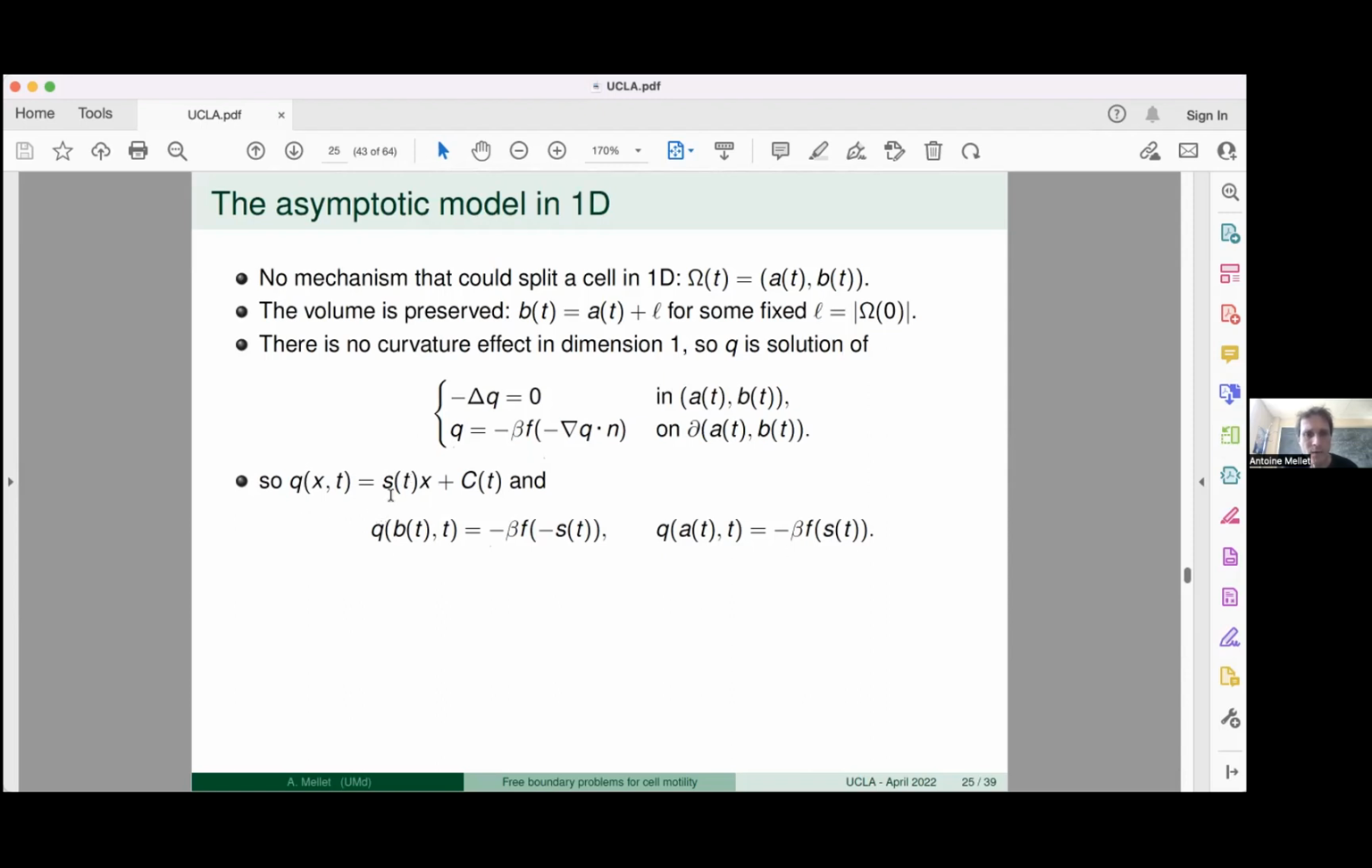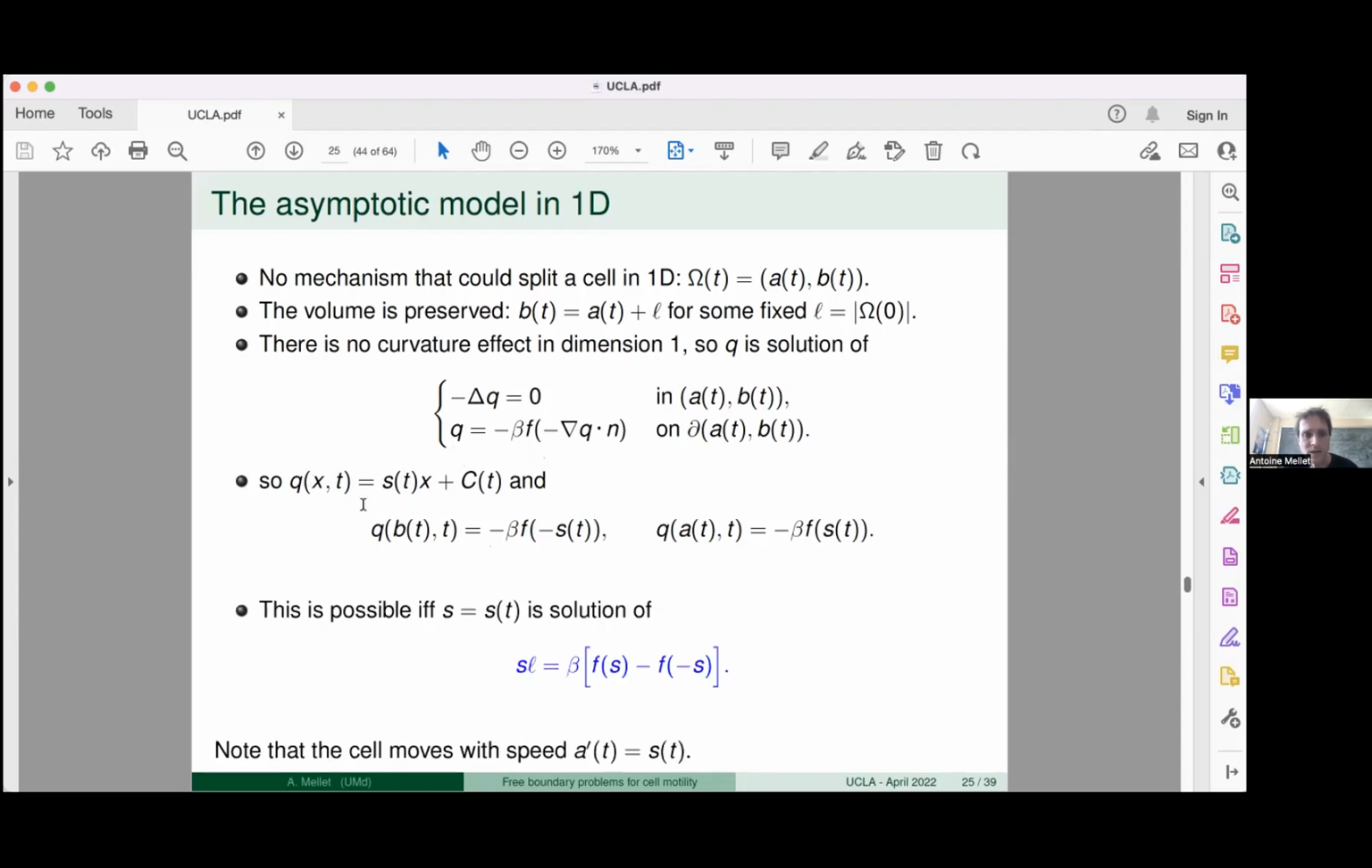If I replace the q by this expression in those 2 boundary conditions, I realize that this is possible if I can find s that solves this equation. So I have a simple equation: s times L equals beta times f of s minus f of minus s. And once I find the s, I'll find the q. And since the velocity is the gradient of the pressure, the velocity will be just s. So this s will be the velocity of the cell.